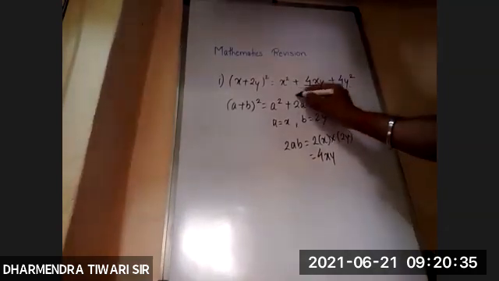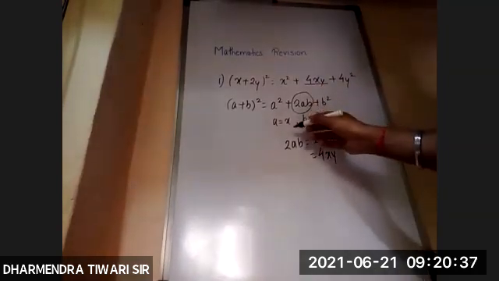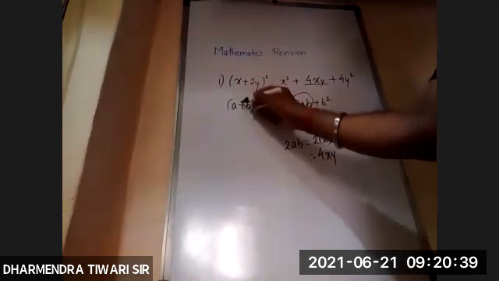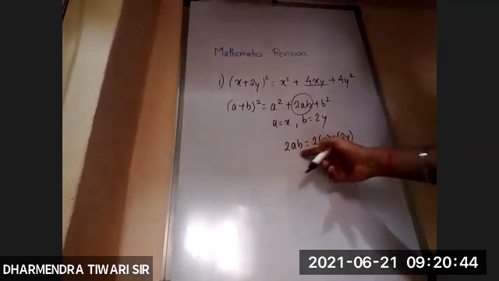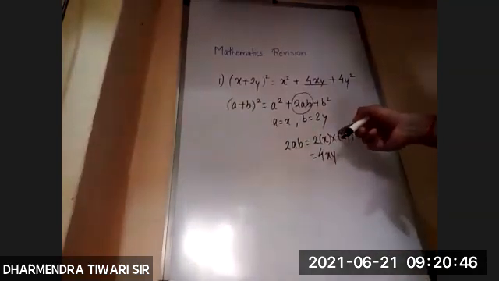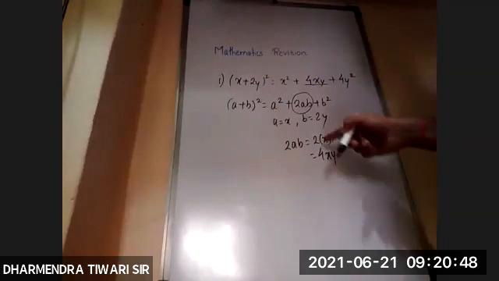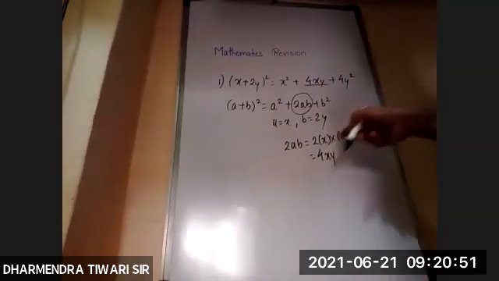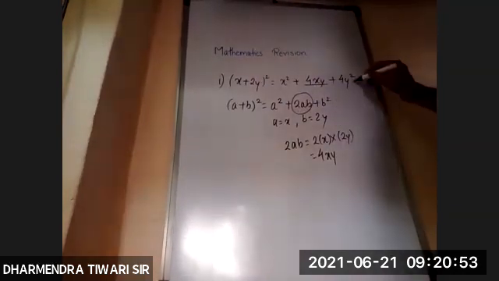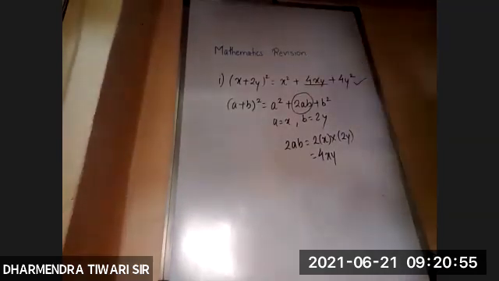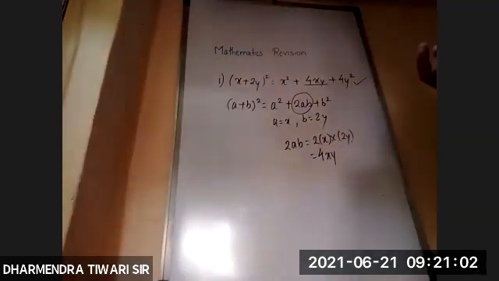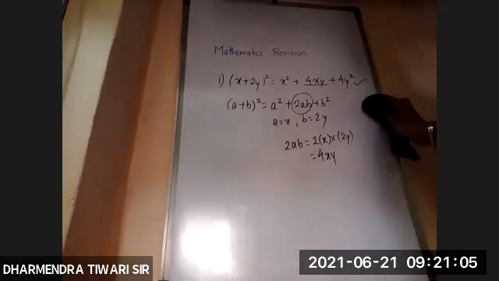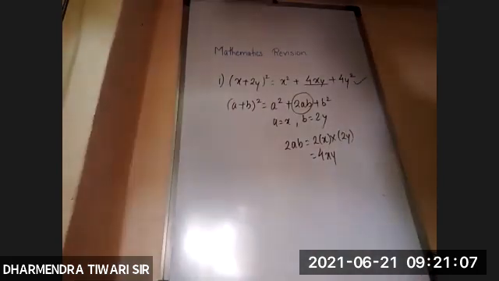We require this term. And what we have done, we have just compared. Got the value of a as x, got the value of b as 2y. So 2ab is solved as 2 into x into 2y. 2 2s are 4. x into y is xy. I've written this. This is the answer. We have completed this activity. Copy it down if you want, but you can take a screenshot. We'll do the next activity.